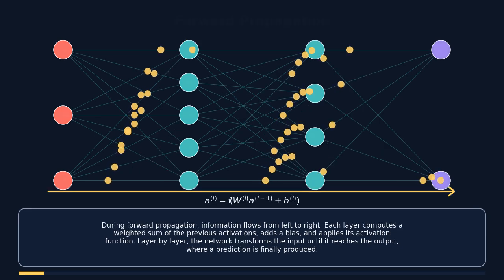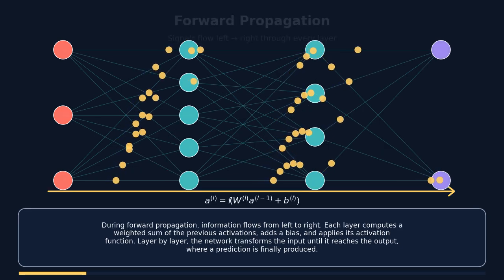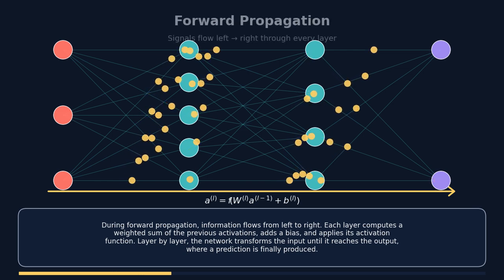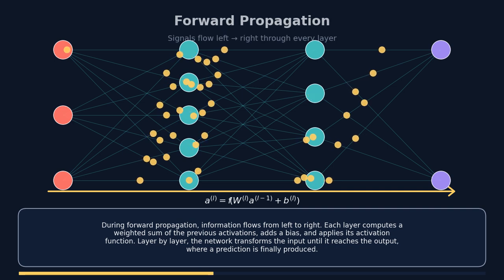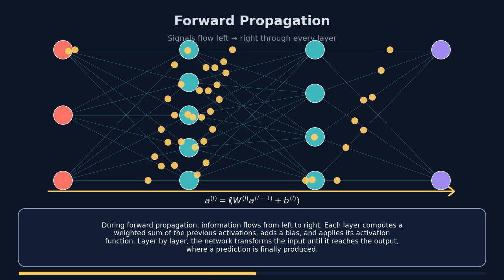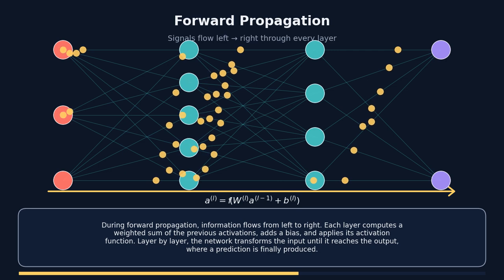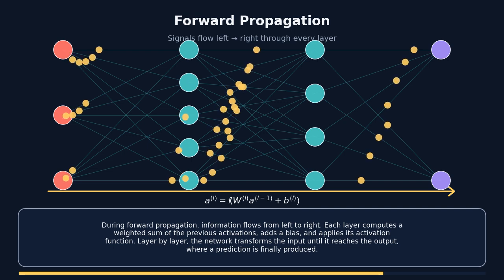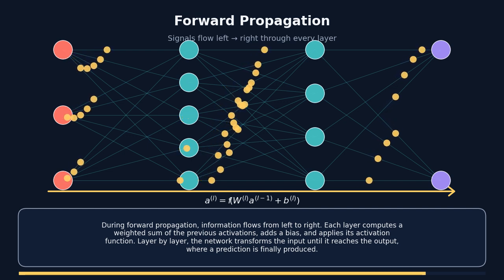During forward propagation, information flows from left to right. Each layer computes a weighted sum of the previous activations, adds a bias, and applies its activation function. Layer by layer, the network transforms the input until it reaches the output, where a prediction is finally produced.